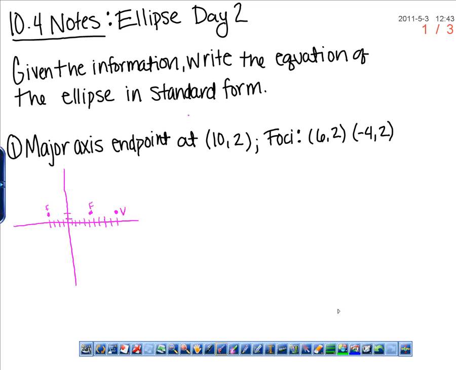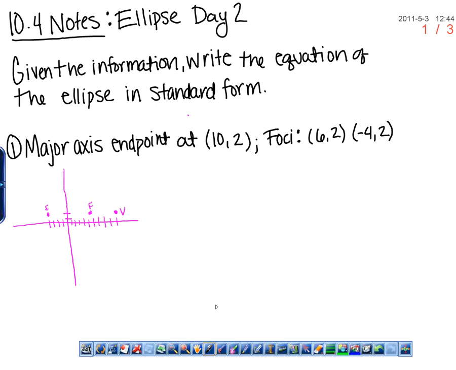Okay, so let's talk about what we know first. First thing I want to decide is, is this a horizontal ellipse or a vertical ellipse? Horizontal. How'd you know? The vertex and the foci are all going horizontally. So this is a horizontal ellipse.